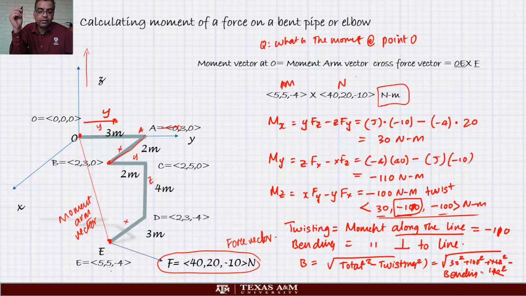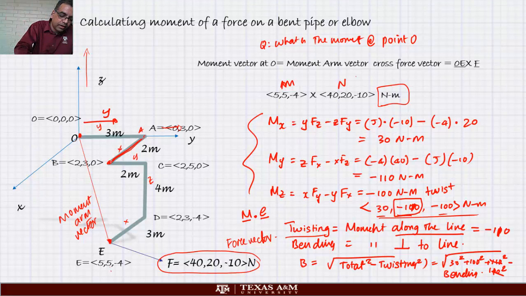You got the idea, right? So I calculated the moment vector. I found the twisting by taking the moment dot the unit vector in the direction. In our particular case, the unit vector was very easy. It was just in the y direction. So unit vector EY is just the j component, so I didn't even have to do line vector over line length. You know what I mean? So this was actually pretty easy.